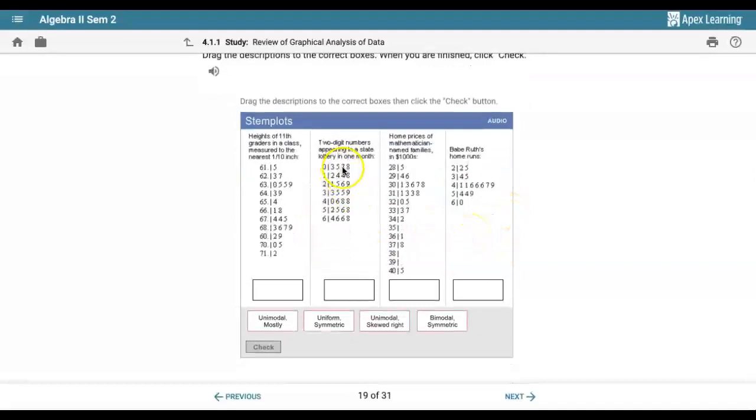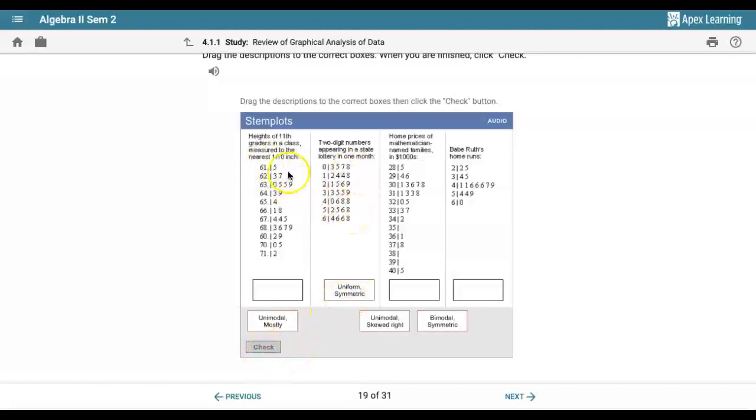Firstly, do you notice how it kind of looks like a histogram turned sideways? Because this one here, all these numbers are even and look like they match up really nicely. So to me, that's going to be uniform and symmetric.